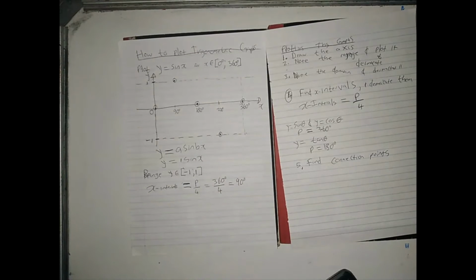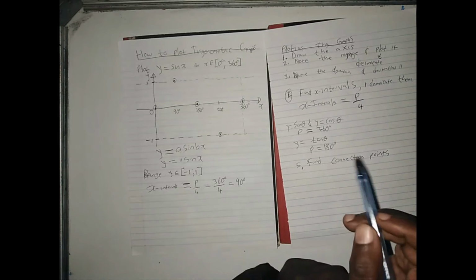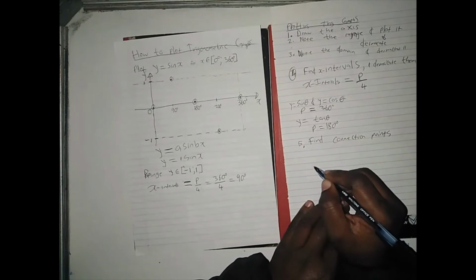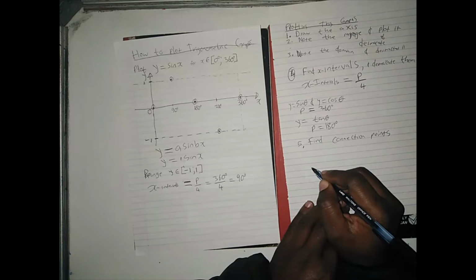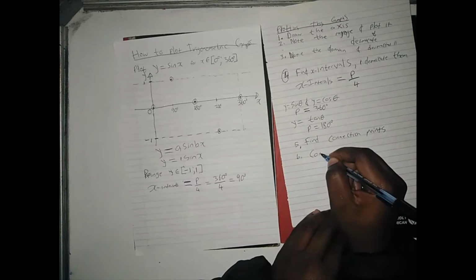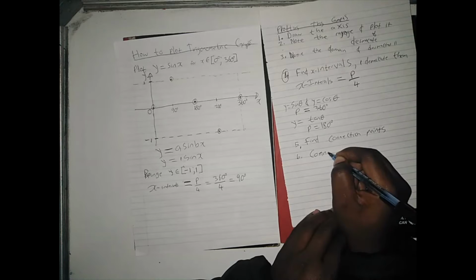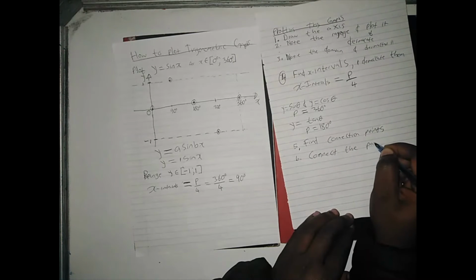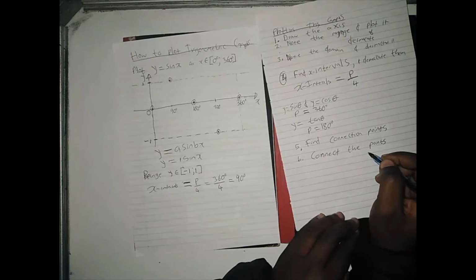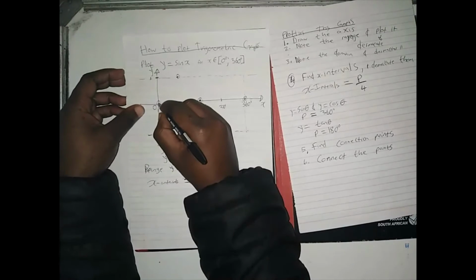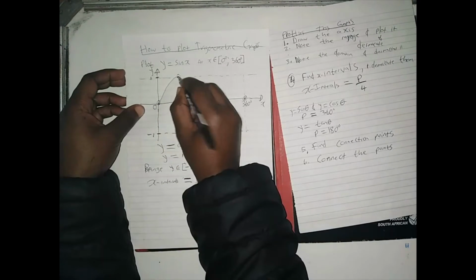Okay. So you found these connecting points. And then what is the next thing to do? Step number 6, you then connect the points. Okay, so here are the points, just connect them. There we go.